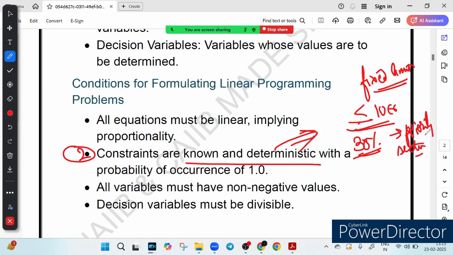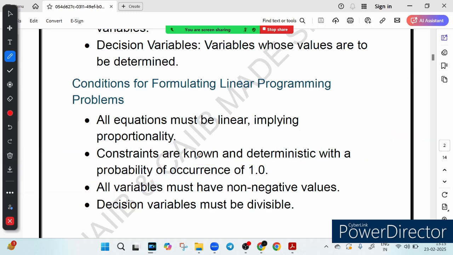So a bank is deciding how much to lend, and they need a clear fixed limit, like the loan cannot exceed 10 crore, and 30% of the fund must go to the priority sector. So you know, linear programming works only when all constraints are known and deterministic, meaning they have 100% probability of occurring. All the constraints should be known, and it should be deterministic.